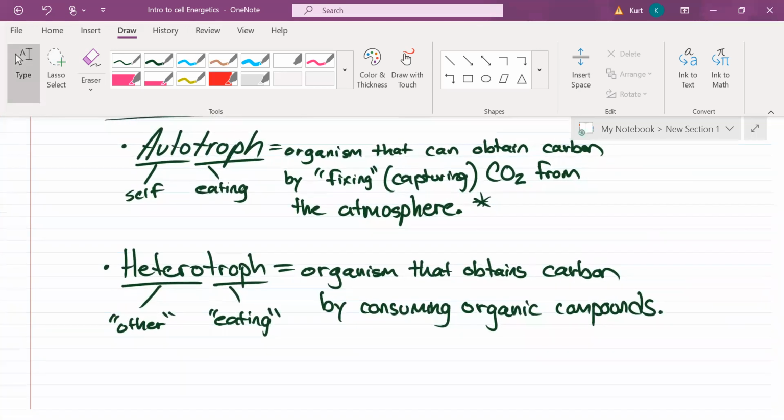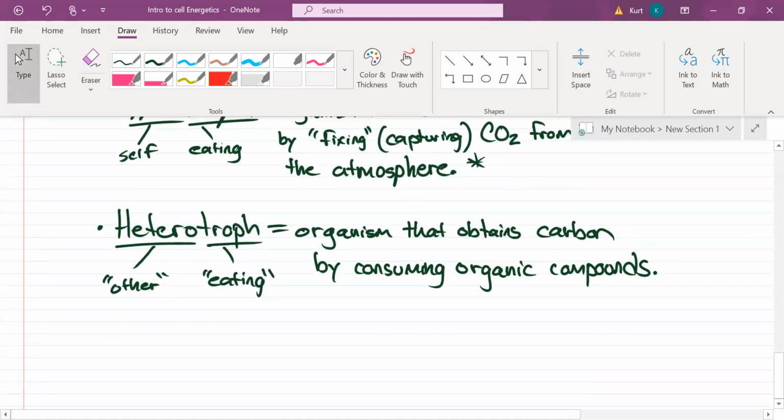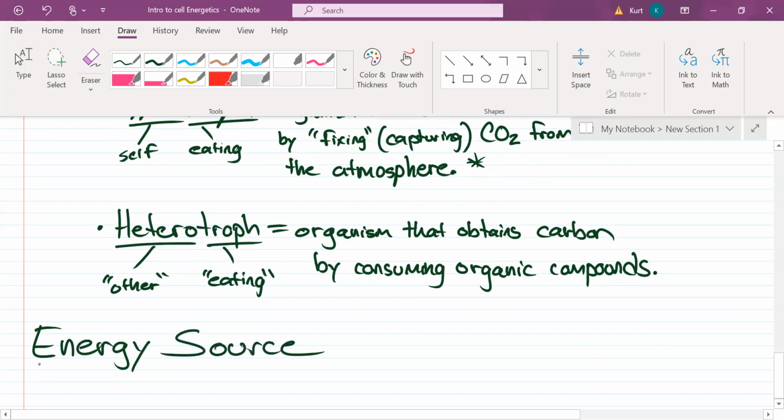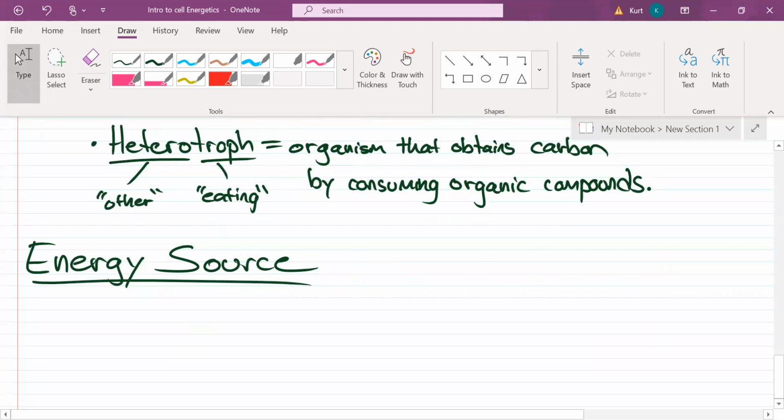Now, the next one is going to be your energy source. There's two ways in which energy enters the food web or food chain. First is going to be photo. This is capturing energy from light.